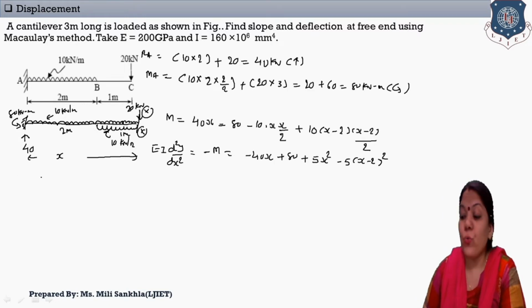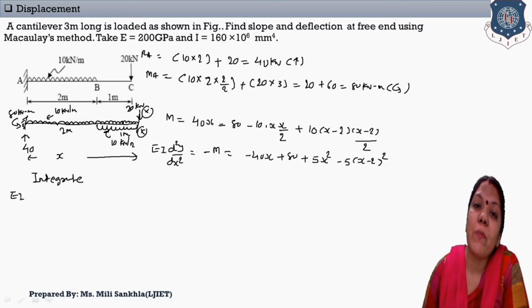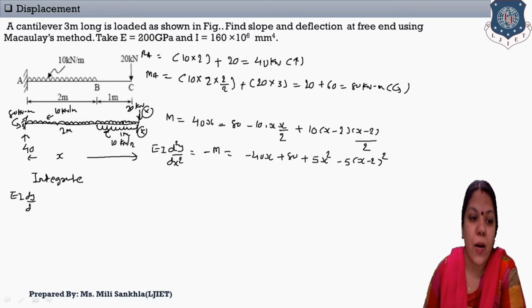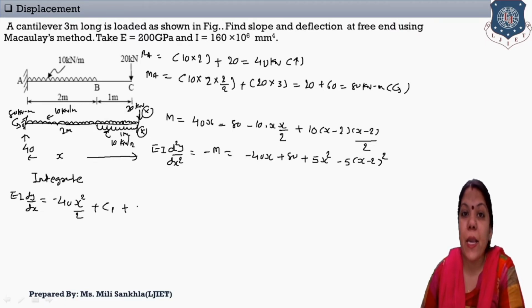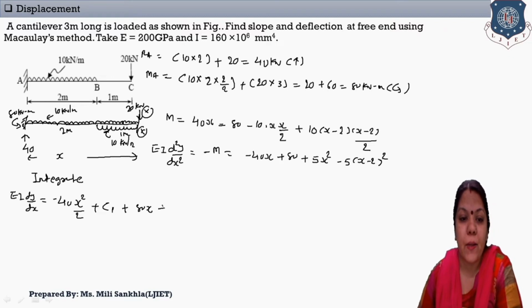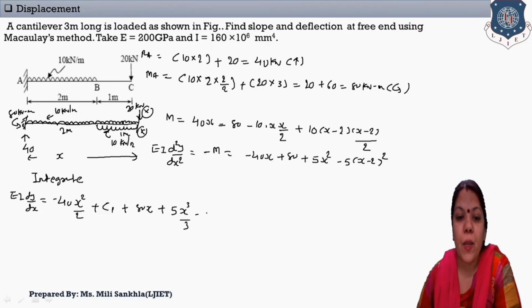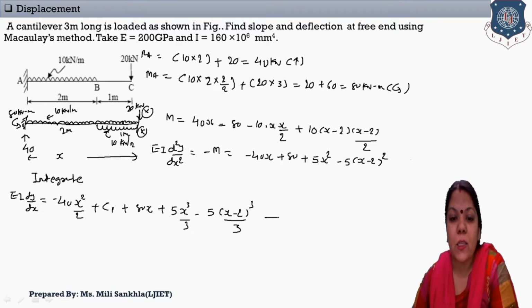Now, according to the rule of Macaulay's, integrate this. EI, what is the integration of d square y by dx square? That is dy by dx. So EI dy by dx is equal to minus 40 times x square by 2, adding constant C1 in the first term, plus 80 into x, plus 5 times the integration of x square, x cube by 3, minus 5 x minus 2 raised to cube by 3. This is the equation of slope, and this is our first equation.